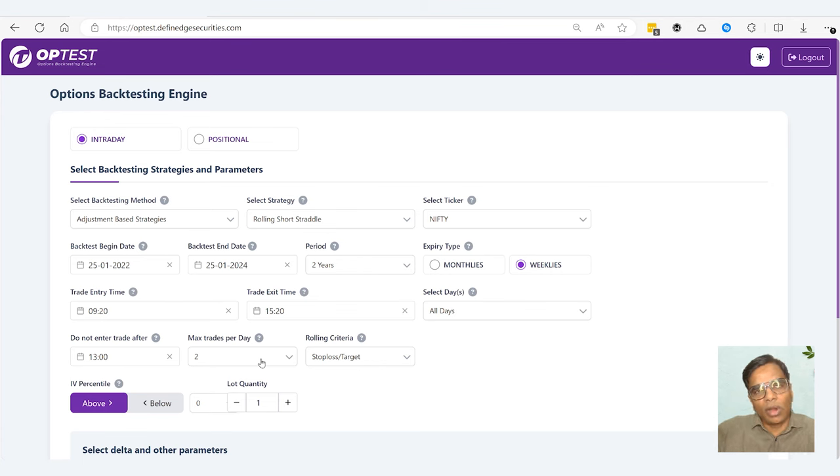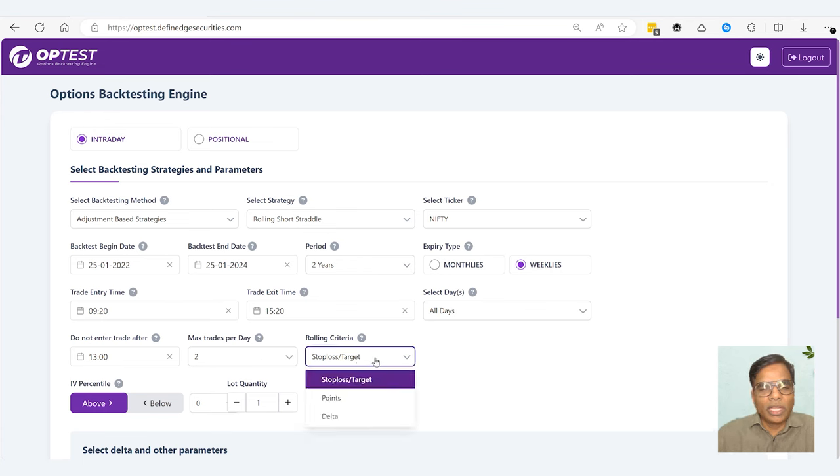It's totally up to you how many rollovers you want to do. Maybe one rollover is good enough in a day, just to control your brokerage or slippage and all those things, right? Now, obviously, if you want to change and backtest, you can do that.